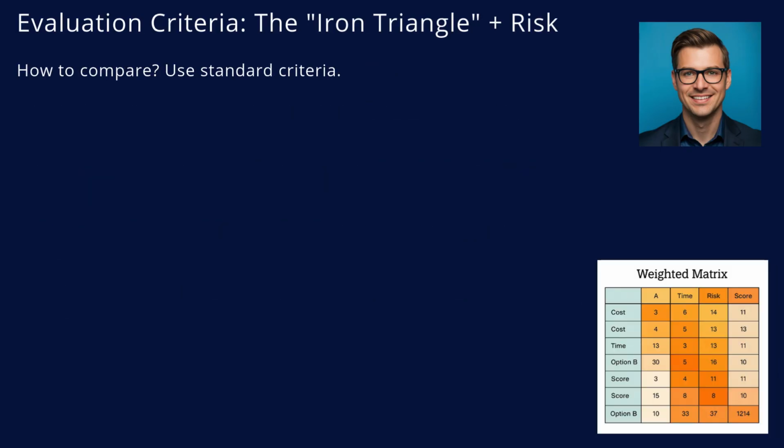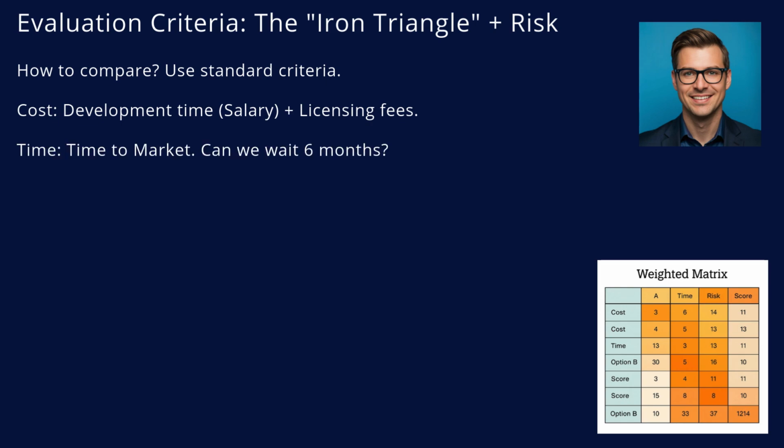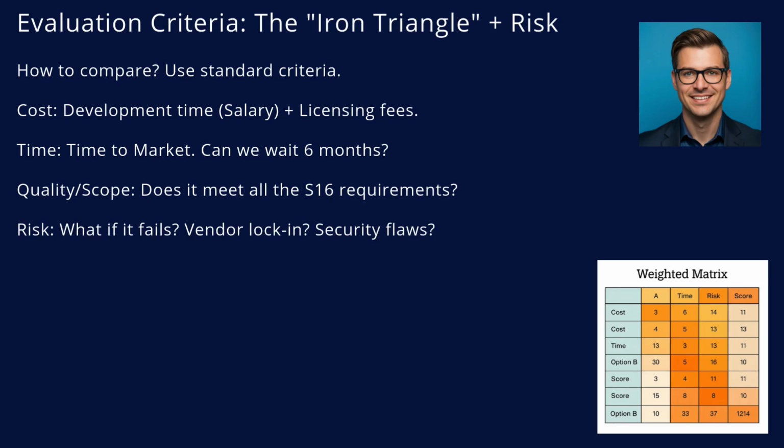Once you have options, how do you compare them? You use the iron triangle plus risk. Cost: how much dev time will this take? Remember, your salary is a cost. Time: when do we need this live? If it's next week, building from scratch is impossible. Quality: does it actually solve the problem defined in S16? Risk: this is crucial. What if the vendor goes bust? What if the library is insecure?